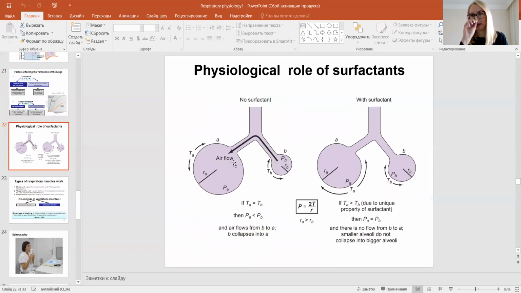Now let's go back to the main function of the surfactant. So what is it, surfactant? Surfactant is a biologically active substance of lipid nature, which decreases the surface tension force of the liquid layer by more than 10 times, and therefore prevents rapid pulmonary collapse. Especially it is important during expiration, which creates the tendency to lung deflation by itself.